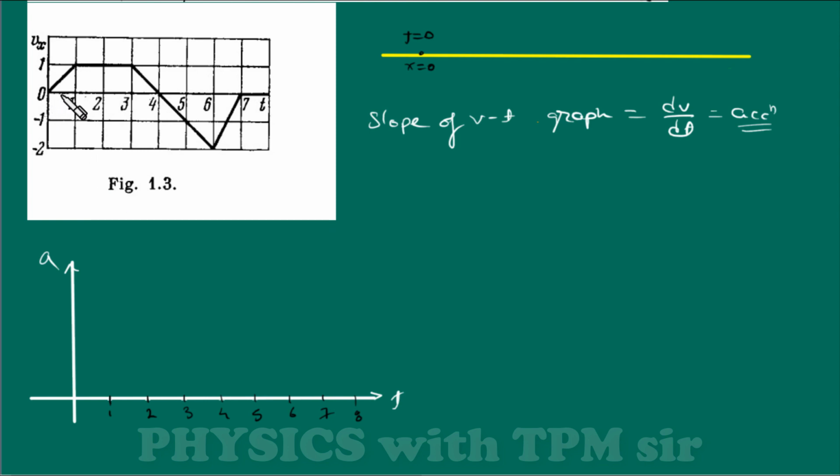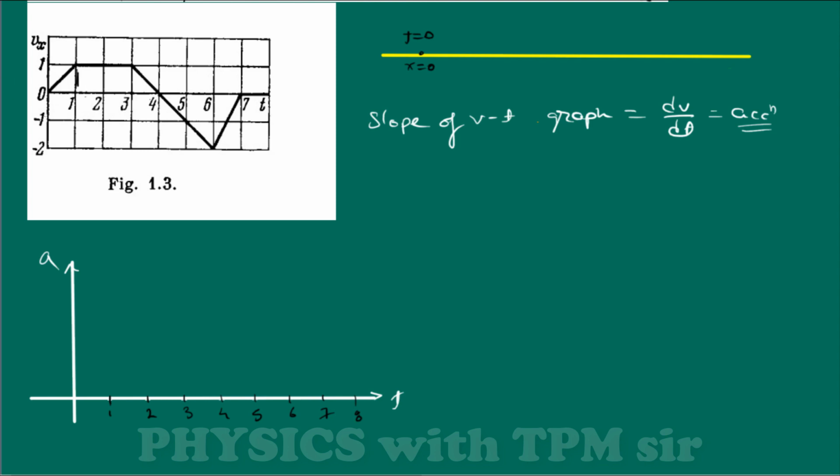As we know, a straight line has a constant slope at every point on it, right? From 0 to 1 second we are seeing a straight line. Actually we are observing that this graph is made up of different straight segments. So from 0 to 1 the slope is constant, that means acceleration is constant. As we can see, the slope is positive, obviously, that means acceleration is positive.